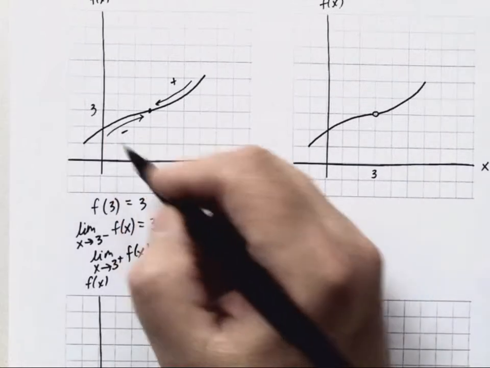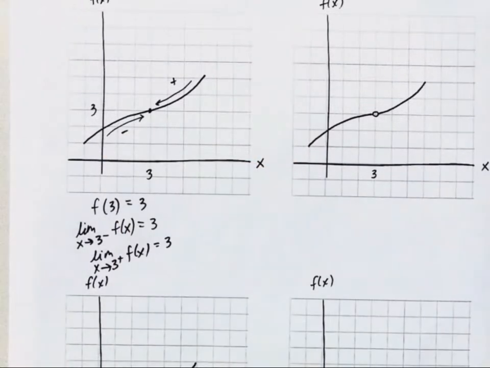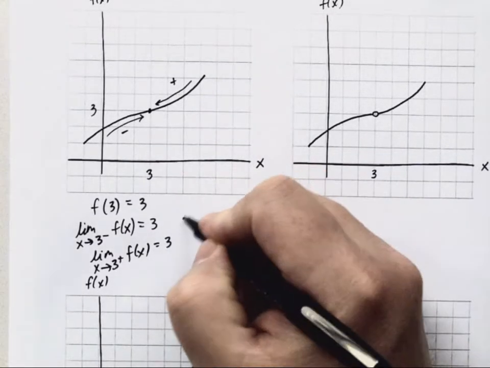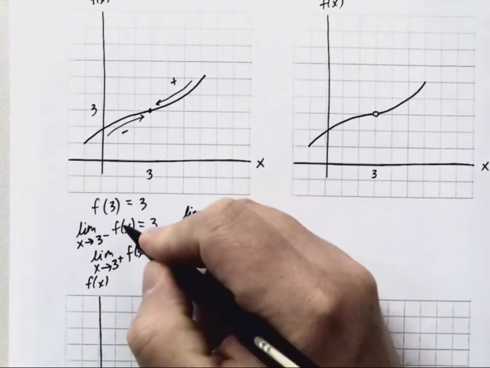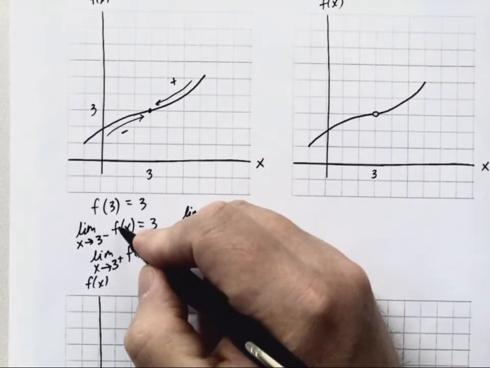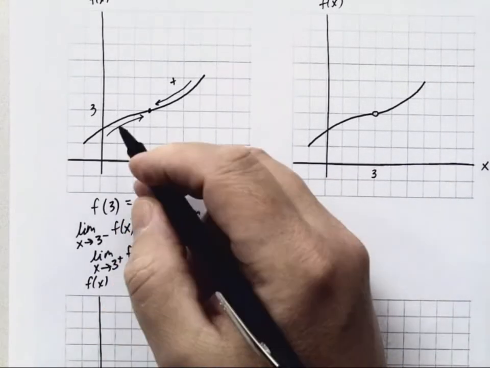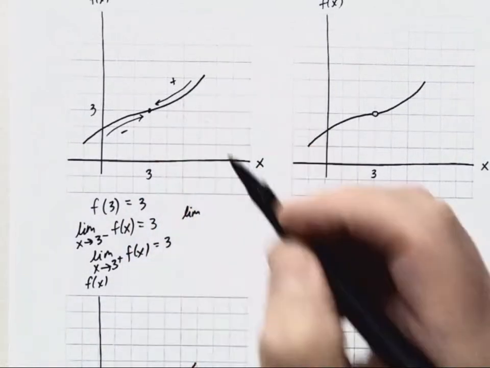I probably should have made these numbers different. Some of you might be confused. But anyways. And then there's one more. So in this case, I've done the limit as x approaches 3 from the low side and the high side.